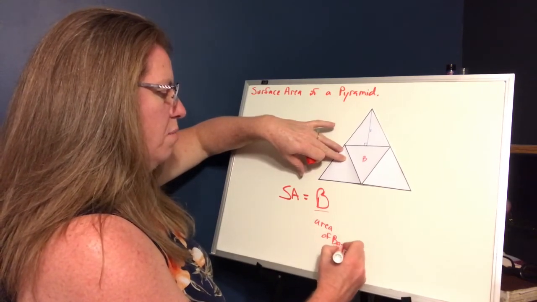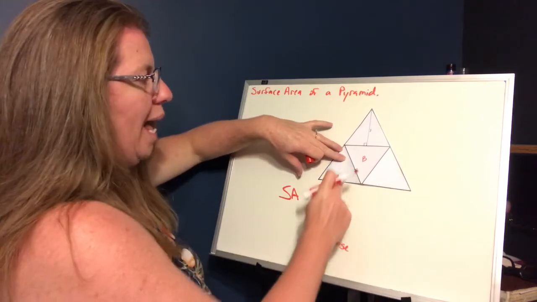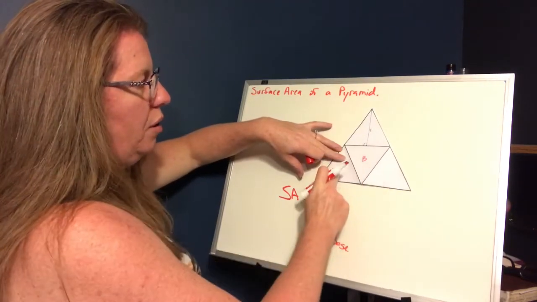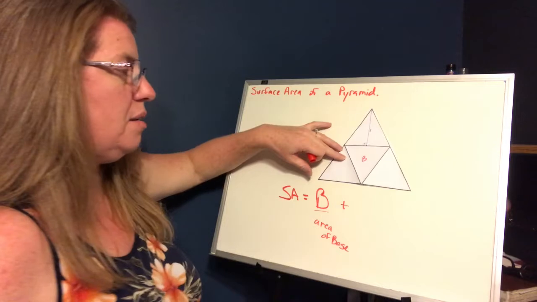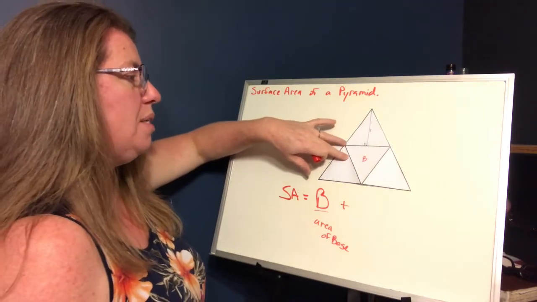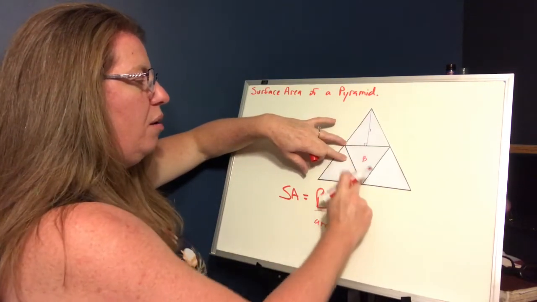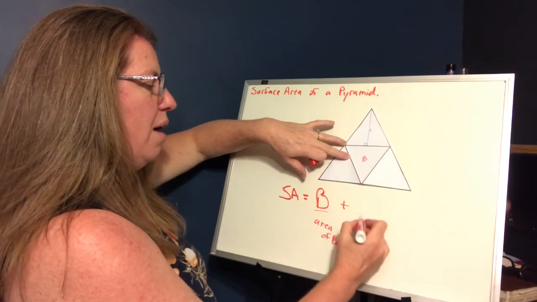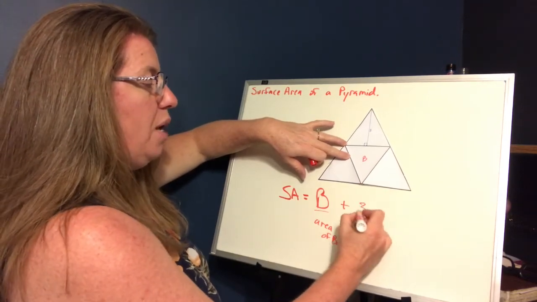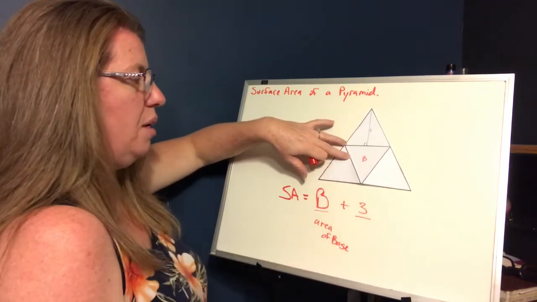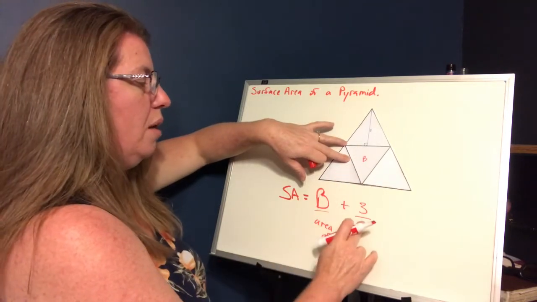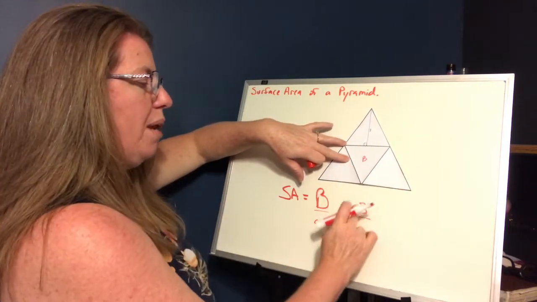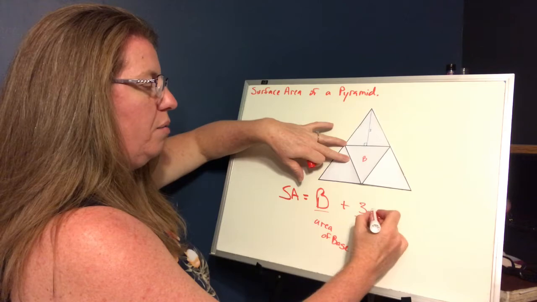All right, so they use the big B. And then we're going to add to it the lateral faces, all right? So again, what we want to say is, if we have a triangle, then we know that we're going to have 3 triangles that we add to here. Our base is a triangle. If it's a square, then we would have 4 times our triangle, right?